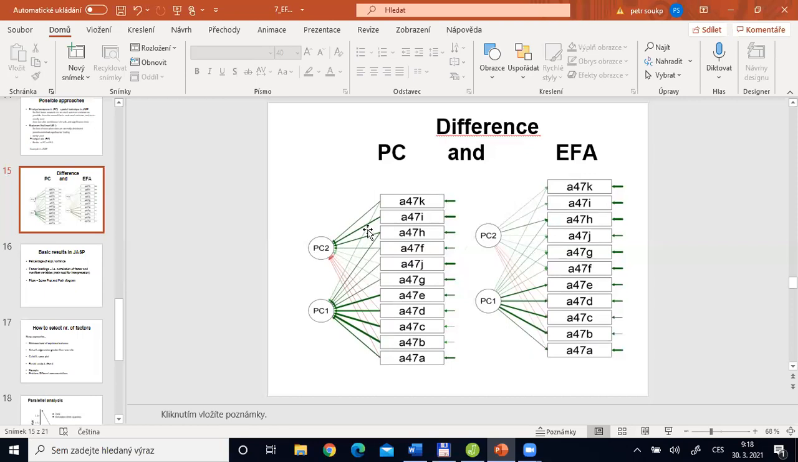Only if we would like to find the equations behind, of course, the logic would be reversed. So this would be the dependent variable, these would be the independent variables, and all the rest would be nearly the same as for EFA.